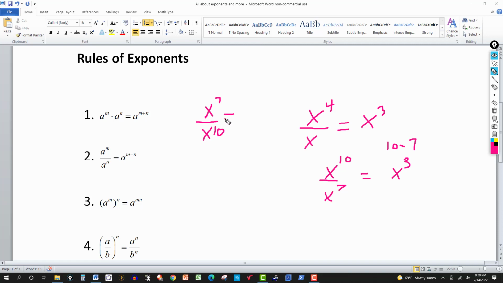Now let's look at it this way first. I've got 7 factors of x in the numerator and 10 factors of x in the denominator. So I can cancel the 7 factors in the numerator, and when they divide out, those give me 1. So that just leaves a 1 on top. And then in the bottom, 7 of the 10 factors canceled, that's x to the third.